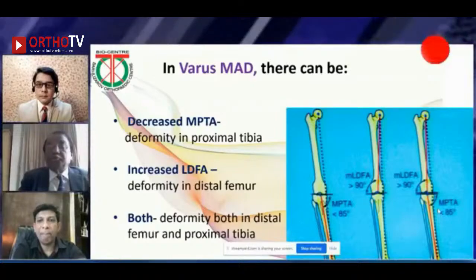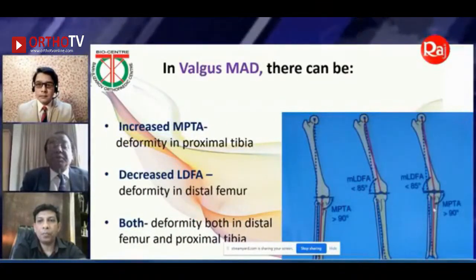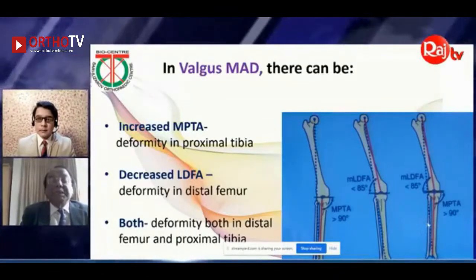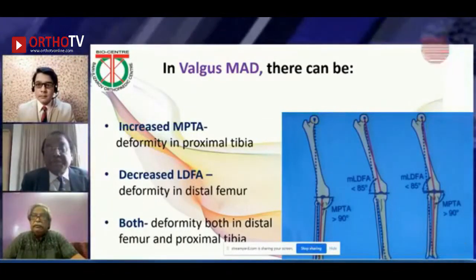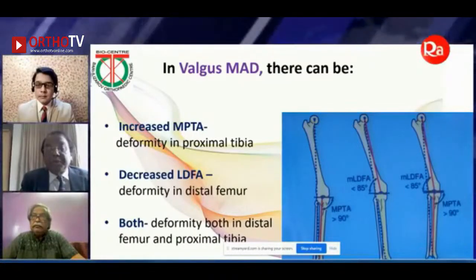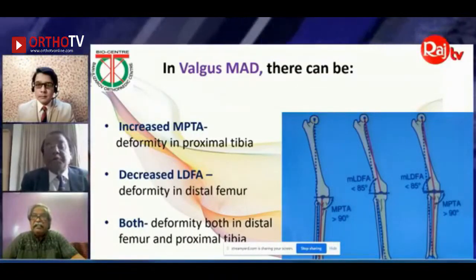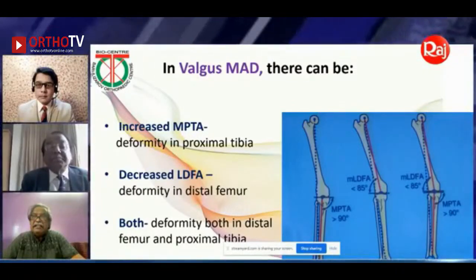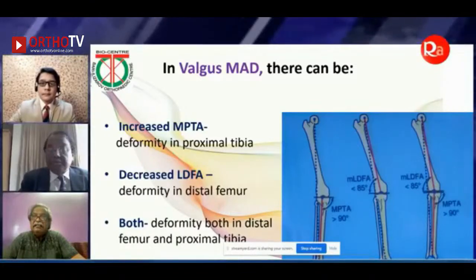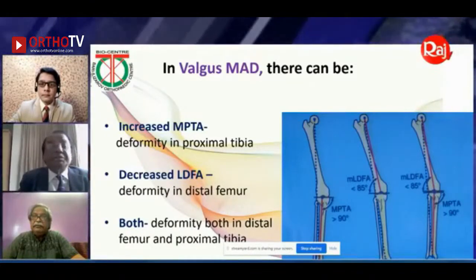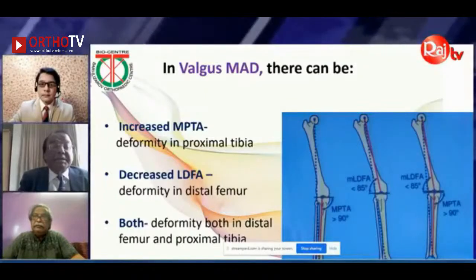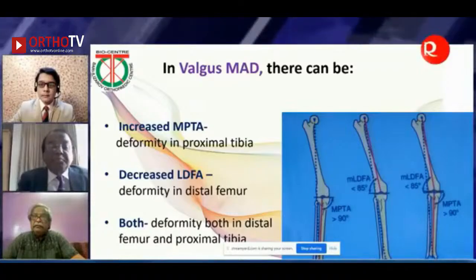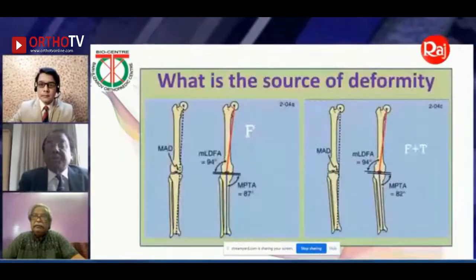In valgus, whenever you have a valgus knee, there can be an increased MPTA. Here you can see, we know normally this MPTA is 87. Now we are getting 90 here. That means you are getting valgus mechanical axis deviation. So these are the things you should keep in your mind, and a decreased LDFA indicates deformity in the distal femur. Both deformities, in the distal femur and proximal tibia.